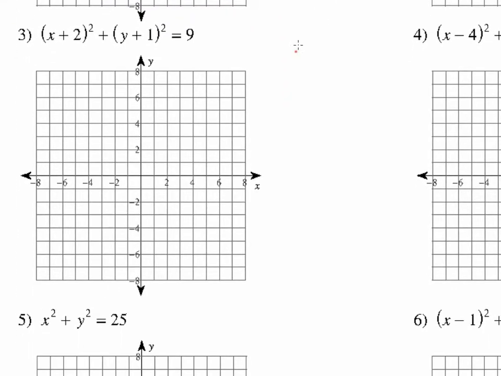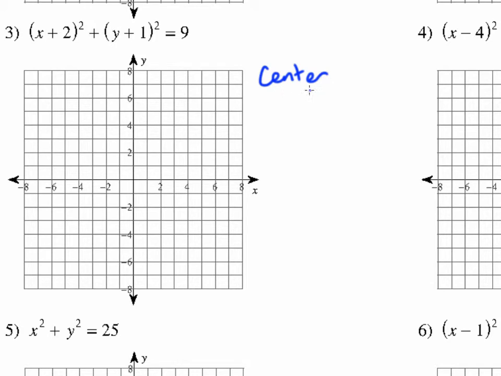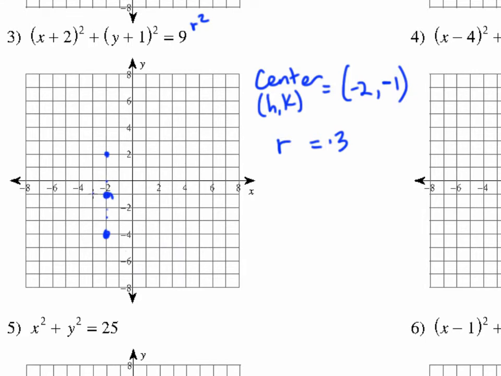Let's take a look at number 3 here. What is our center, our h comma k? Well, just do the opposite. Again, this is going to be a minus 2, and this is going to be a minus 1. Your radius is going to be, well, this is r squared, so what's the square root of 9? Your radius is just 3. So let's go ahead and plot this. Negative 2, negative 1, that's your center, and your radius is 3, so let's go up 3, down 3, left 3, right 3, and draw a nice, beautiful circle.